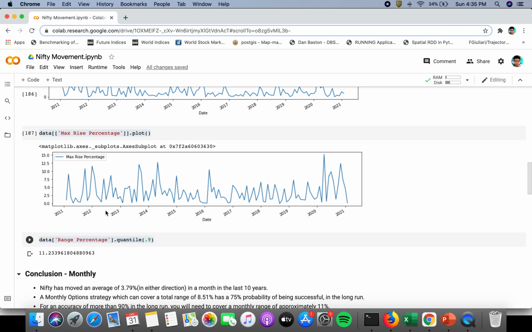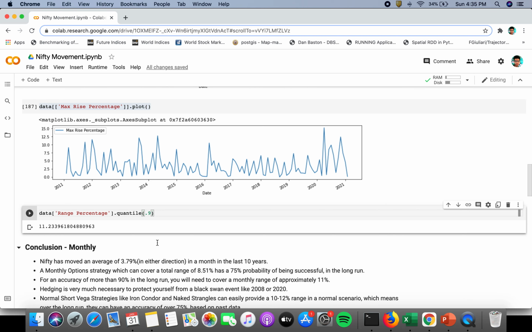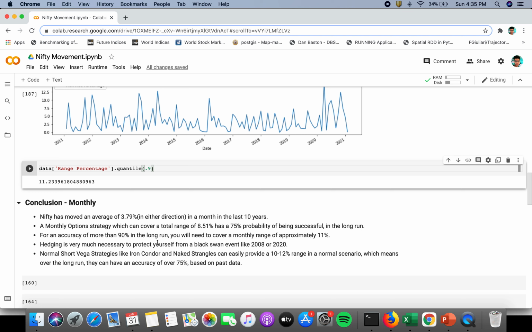And if I talk about the 90th percentile of the range, more than 90% of the times in the last 10 years, Nifty has had a monthly range of less than 11%. So, what are some of the conclusions that you can draw from this data when you are deploying a monthly option strategy? The first point is that Nifty has moved an average of 3.79% in either direction in the last 10 years.